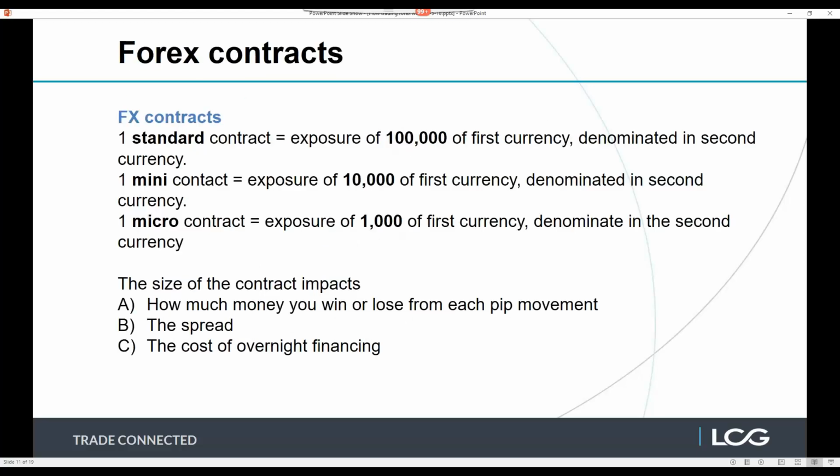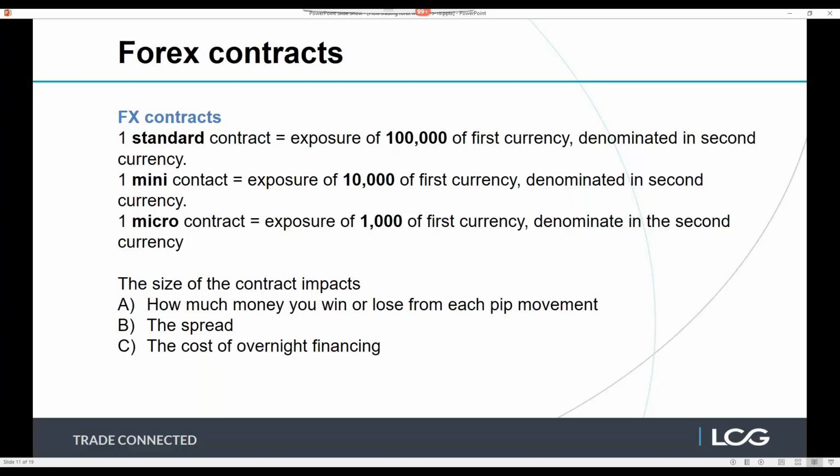In terms of the contracts that you trade, I've mentioned a couple of times now that you tend to trade larger amounts of currency than you would shares, for example. So one standard contract is in fact 100,000 of the first currency denominated in the second currency. And likewise, as you can see on the screen here, mini and micro are just divided by 10 each time. So a mini contract is 10,000 of that first currency. In the example that we've been using throughout here, £10,000 would be worth X amount of dollars. The quote that we've been using doesn't match current prices, but is historically about right. £10,000 would equal $15,000, right? 10 times 1.5 basically gets you your $15,000. And again, micro is a much smaller one, down at 1,000.